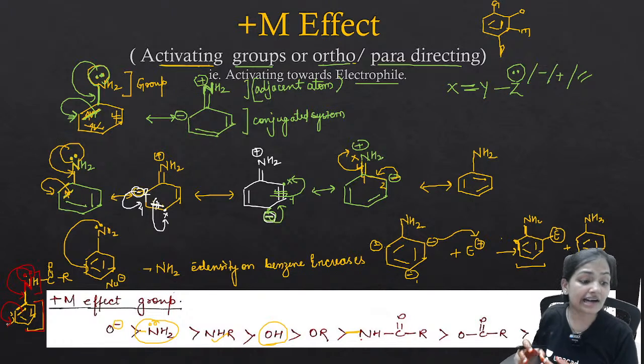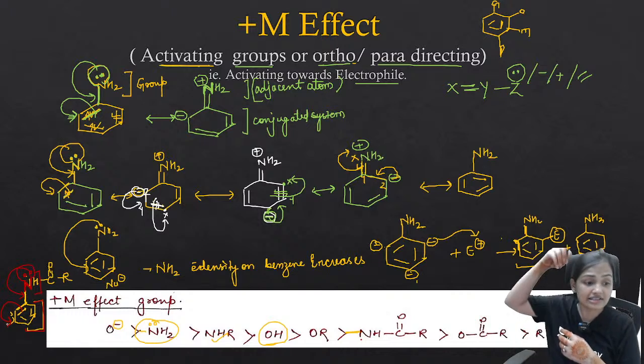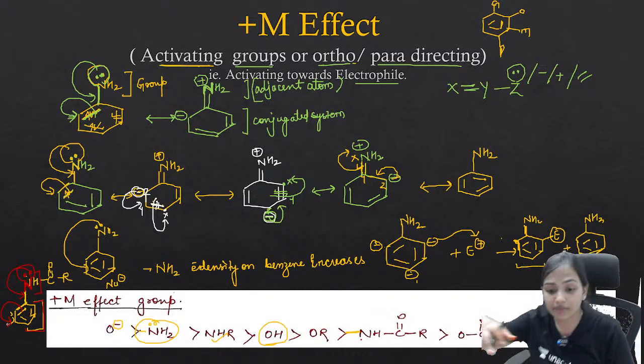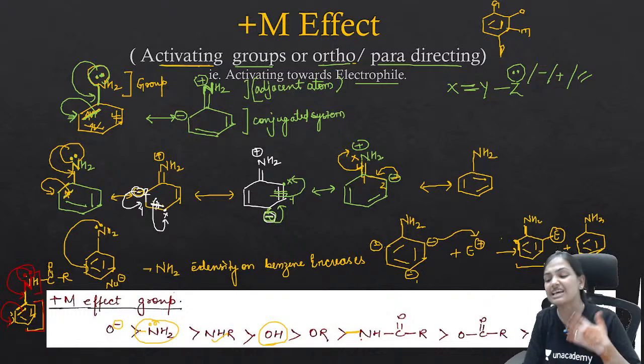So we would say that it is again activating towards electrophiles. It is increasing the electron density, and hence it is an activating group, and it will be ortho and para directing. So if you put any of these groups, they will behave in the same pattern.